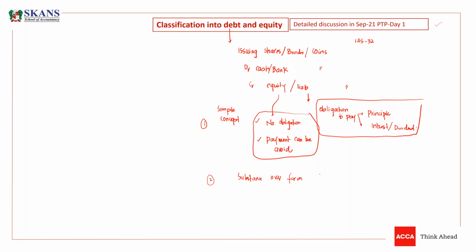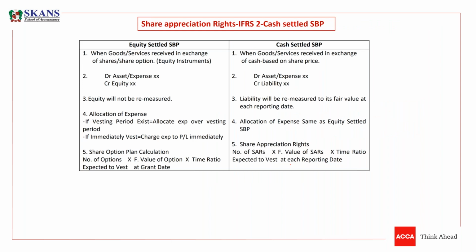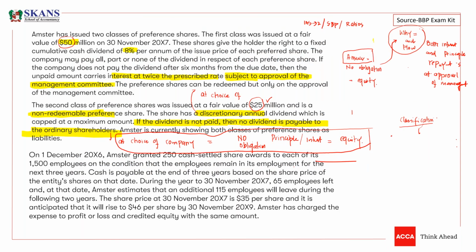So you can quickly write that the classification should be on the basis of classification criteria: we need to follow substance over form, and we need to follow the definitions of equity and liability. Then you can write the reasoning why you are saying they are incorrect and why it should be equity. Then you can adjust and talk about the other things, and that's the final answer.